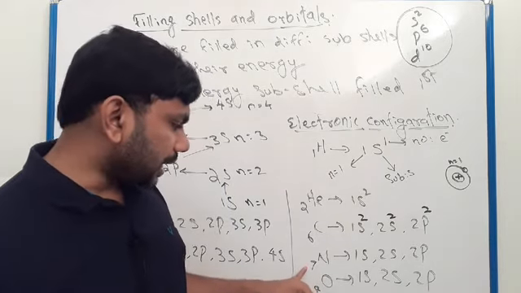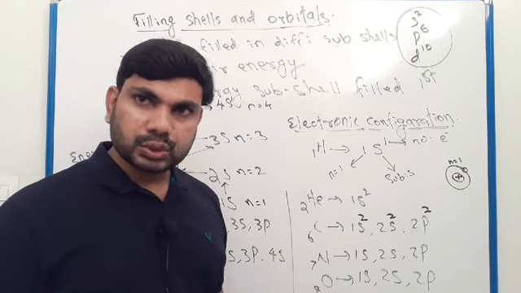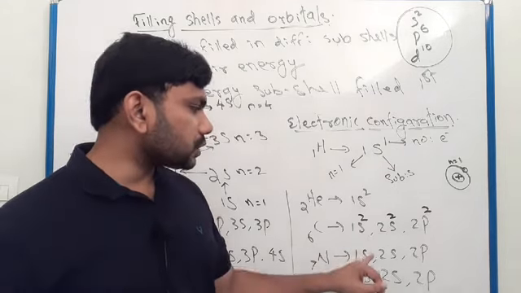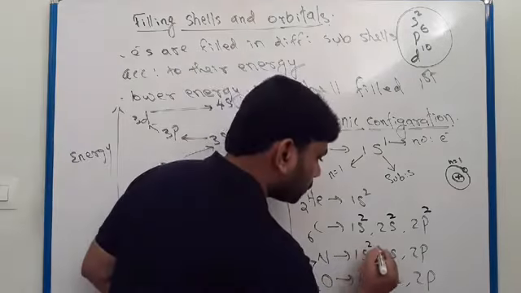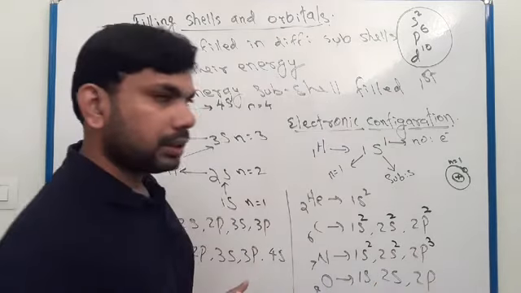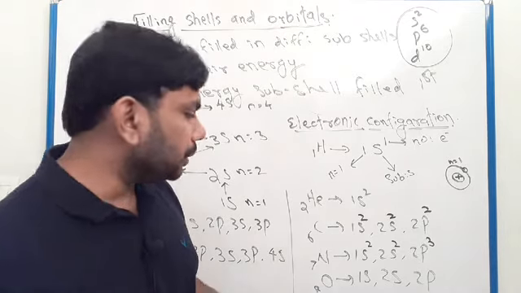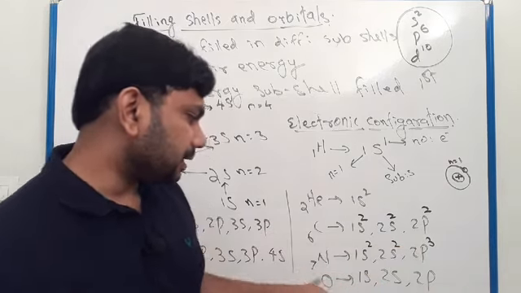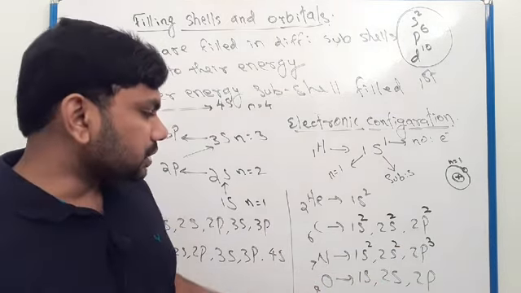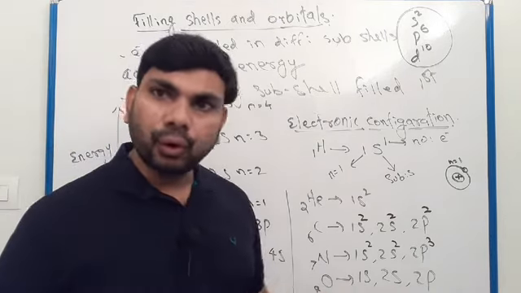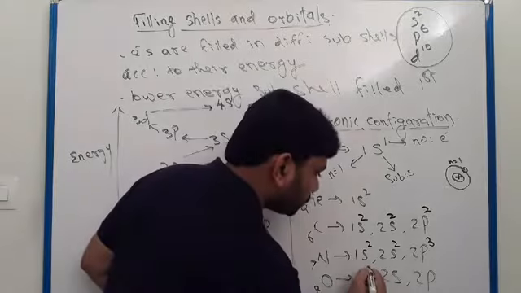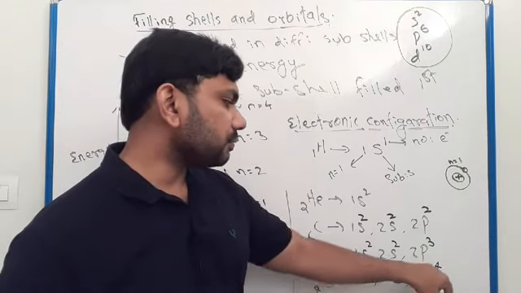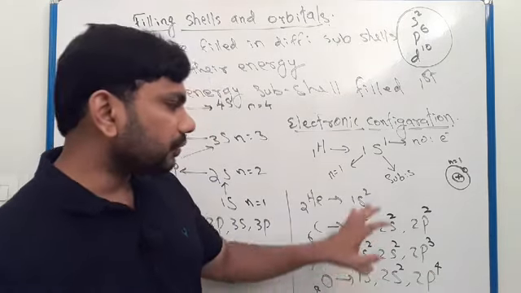Clear? Next one, nitrogen, atomic number 7: 1s2, 2s2. Now that is 4 electrons. We need 3 more, so 1s2, 2s2, 2p3. P can hold maximum 6, but we need only 3 because the atomic number is 7: 2 plus 2, 4, 4 plus 3, 7 electrons. Next one, oxygen: 1s2, 2s2, 2p4. Now it is 2, 4, 4 plus 4, 8. So you can write the electronic configuration like this.